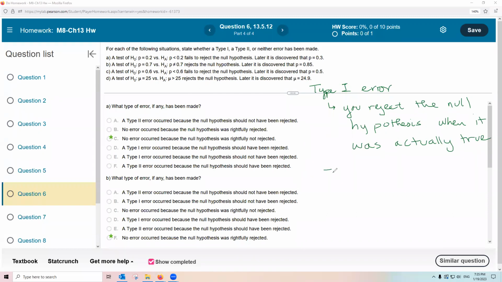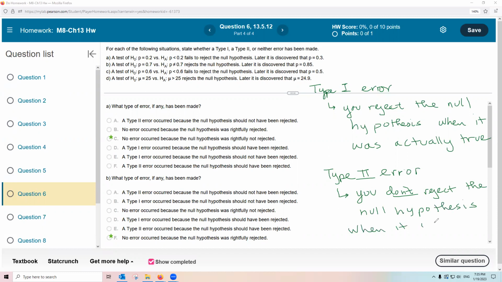What about a type 2 error? Well, type 2 error is kind of the flip of this scenario. Here you don't reject the null hypothesis when it was actually false. So you should have rejected the null, but you didn't. That's the error you're making.